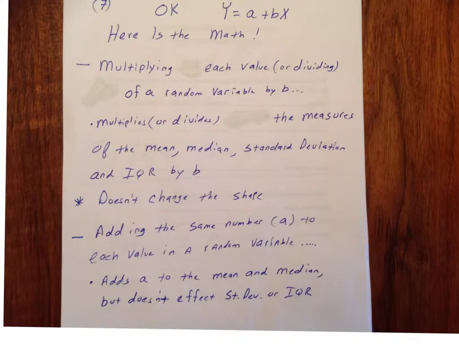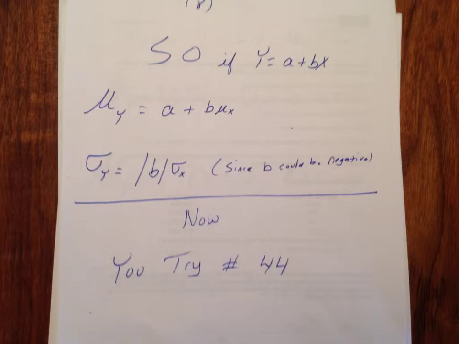Okay, here's the math. If you multiply each value or divide by a random variable b, it multiplies or divides the measures of the mean and the median and the standard deviation and the IQR by b. It does not change the shape. Adding the same number a to each value of the random variable adds to the mean and median, but does not affect the standard deviation or IQR. Once again, it does not change its shape. So, if y equals a plus b times x, the mean of y is equal to a plus b times the mean of x, and the standard deviation of y equals the absolute value of b times the standard deviation of x. Since b could be negative, the standard deviation is always positive.